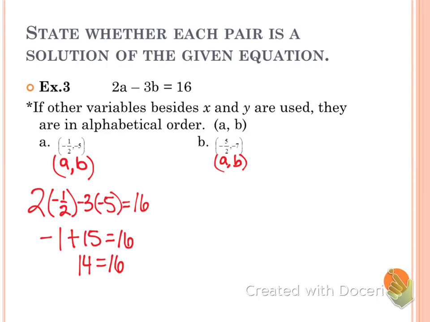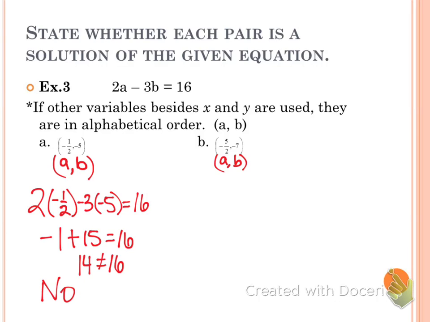Are those equal? No, they are not. So no, this one is not a solution. You have to be careful with your signs on that one. If you're not careful and you put this as a positive 1, you would think that it would come out to be a solution. Make sure you're watching your signs.